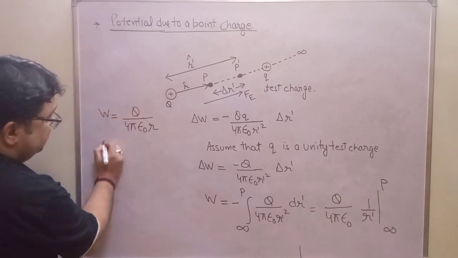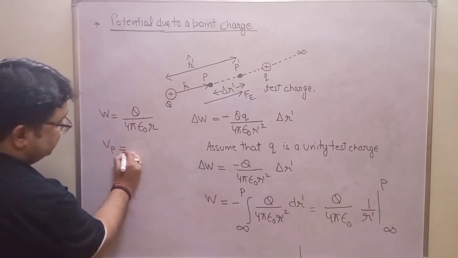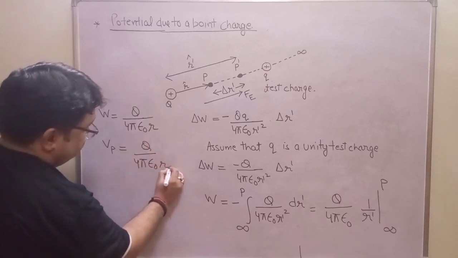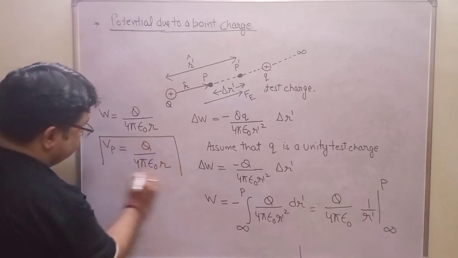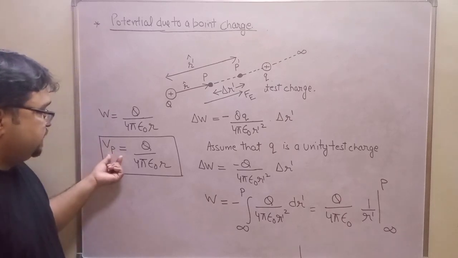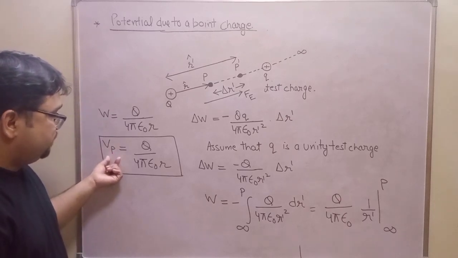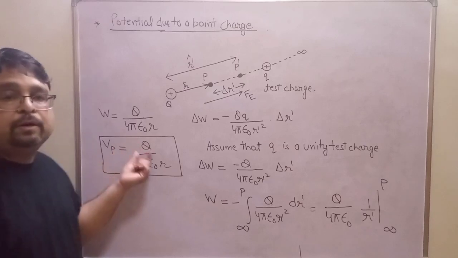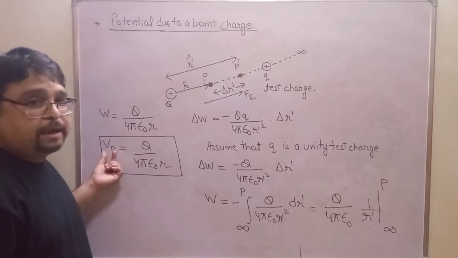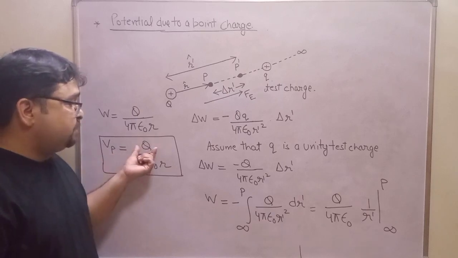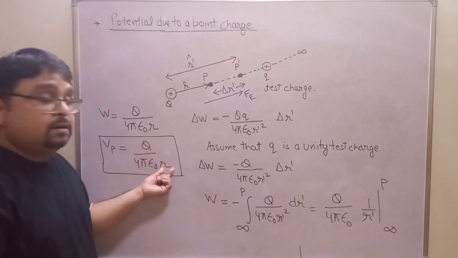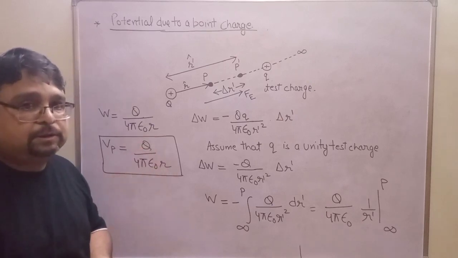This work done is basically the potential at point P. So students, this is the voltage, or you can say potential at point P, which is equal to Q upon 4 pi epsilon naught r. So we can say that the potential at any given point P depends upon the magnitude of the charge and the distance of the point P from the charge.